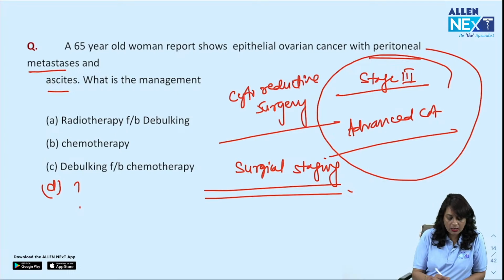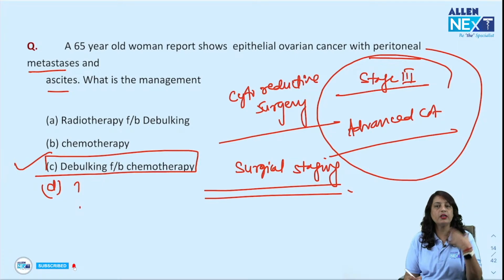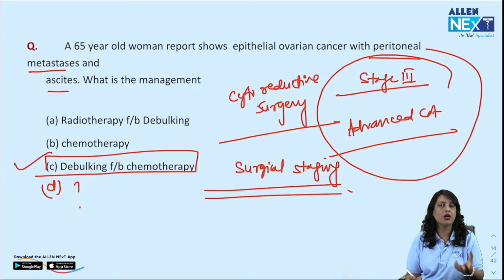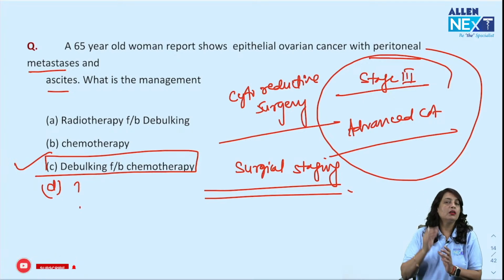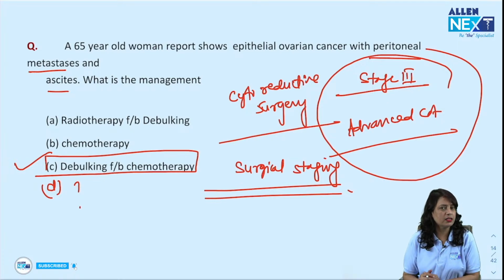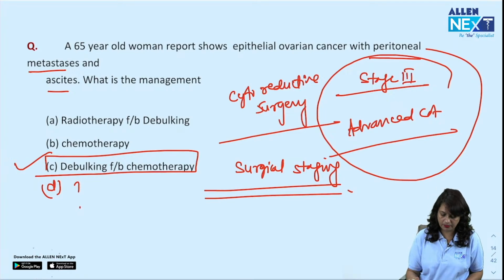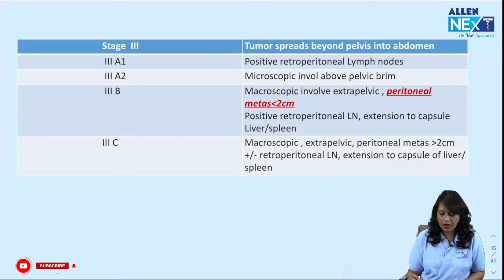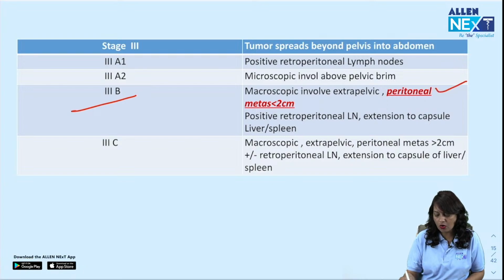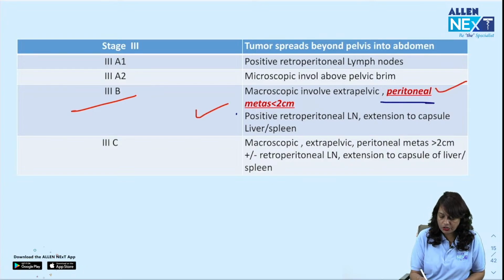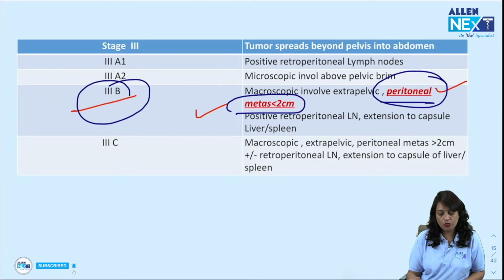So, the correct answer here will be debulking followed by chemotherapy, because when you are doing a cytoreductive surgery, as much of the tumor mass as you are taking out, whichever structures are involved you are taking out, it is not a guarantee that even a single cancer cell is being left behind. So post-operative chemotherapy is a must. Now we look at the staging part. As I mentioned, peritoneal metastasis is already considered as stage 3B, which is advanced cancer ovary.